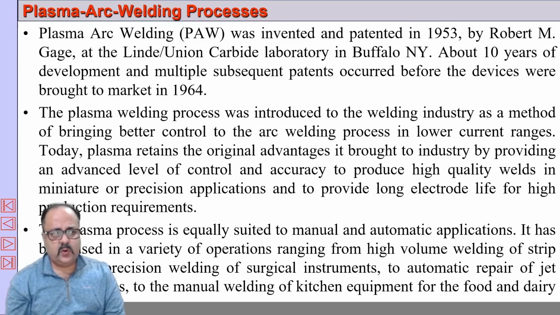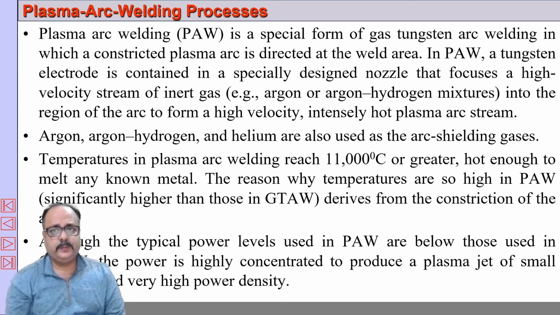So it gives much more control and accuracy compared to other arc welding processes, and electrode life is also high. It can be manual or automatic. Nowadays we have automatic plasma arc welding processes. The temperature of the plasma is extremely high, around 11,000 degrees centigrade. At that temperature it can melt and even vaporize known materials, so we have to control it properly. The seeding gas can be a mixture of argon and hydrogen, and the plasma gas can also be this mixture.